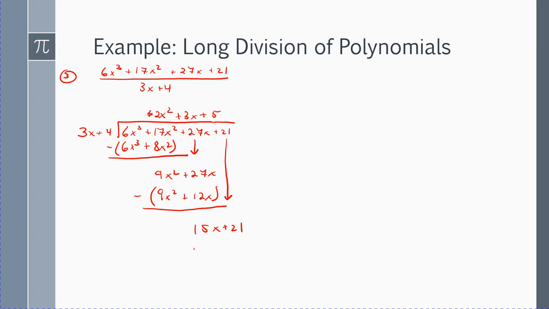So 5 times 3x gets me 15x. 5 times 4 gets me plus 20. Now notice something different happens here, okay? So when I subtract, I get 15x minus 15x goes away, and 21 minus 20, I have a remainder of 1. So the way you would write this, you would say, okay, I'm going to take my quotient here, this 2x squared plus 3x plus 5. And the way you would write the remainder, you'd add it as a fraction over the divisor. So plus 1 over 3x plus 4. And that's how you would do long division.